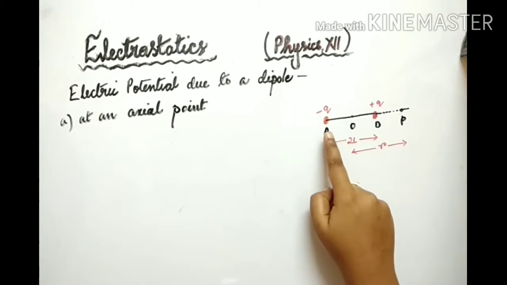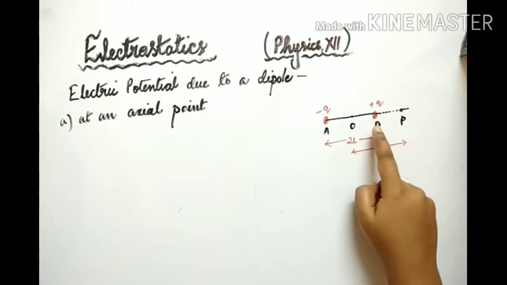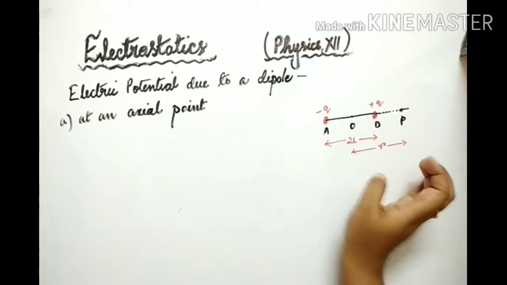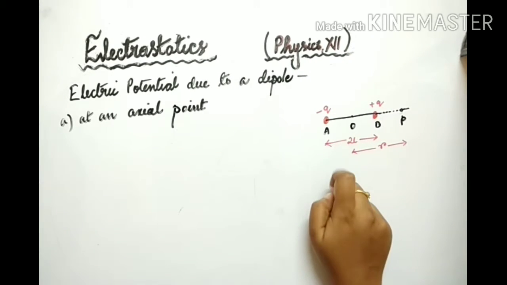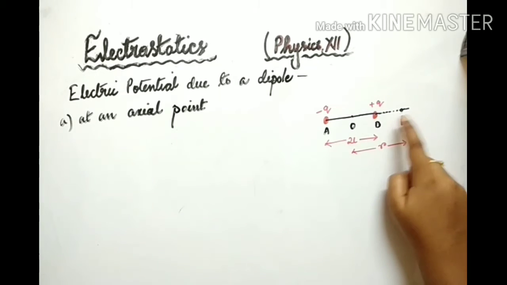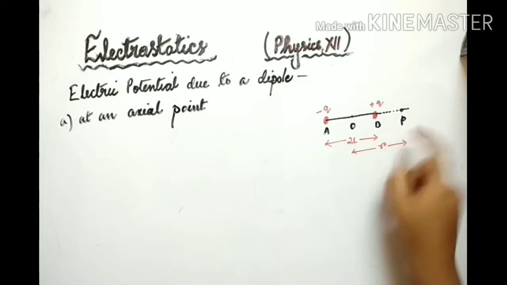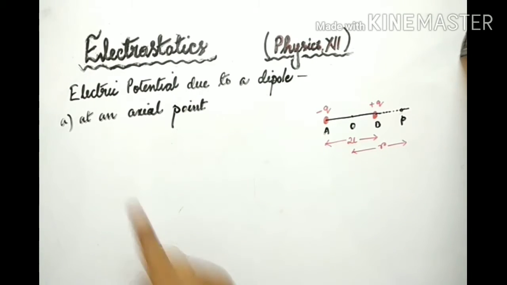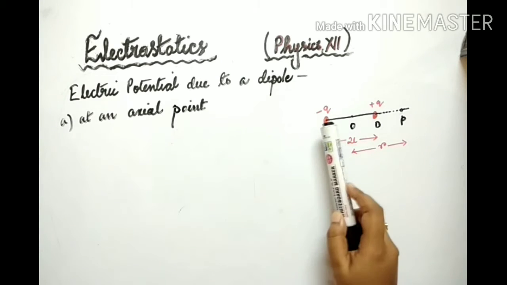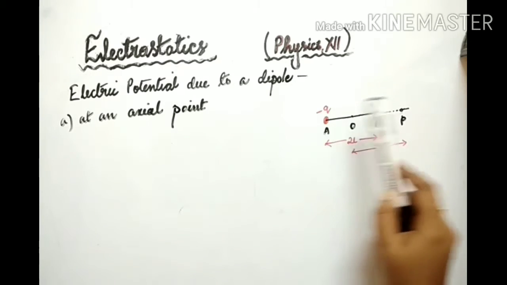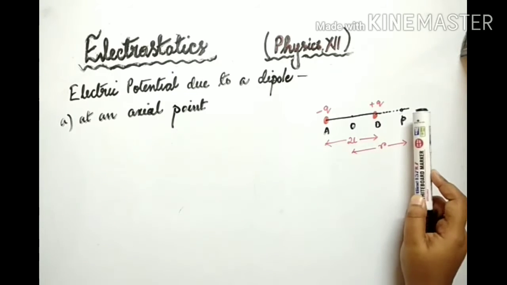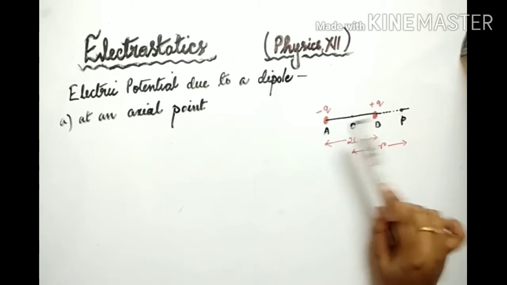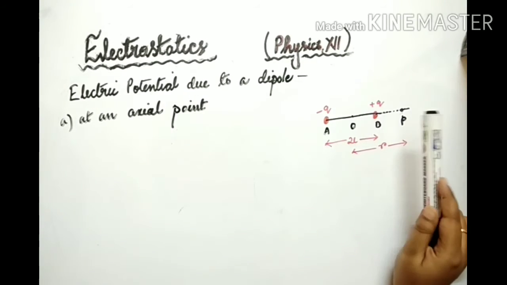As you can see, there is a minus q charge here and a plus q charge here, and the length of the dipole is 2L. The midpoint of the dipole is O. We take a point P on the axial line of the dipole, at a distance R from the point O. Now, with minus Q and plus Q, we will calculate the potential at point P. For each charge, individually, we will calculate the potential.